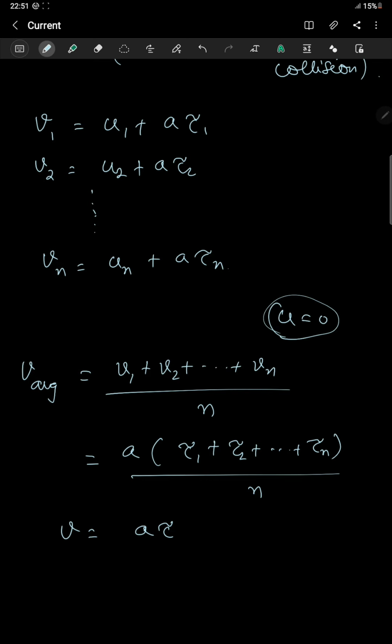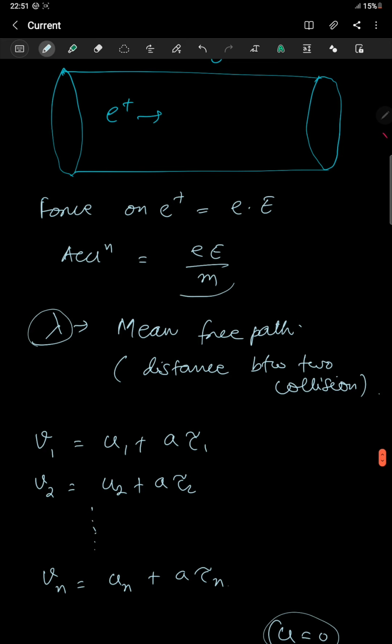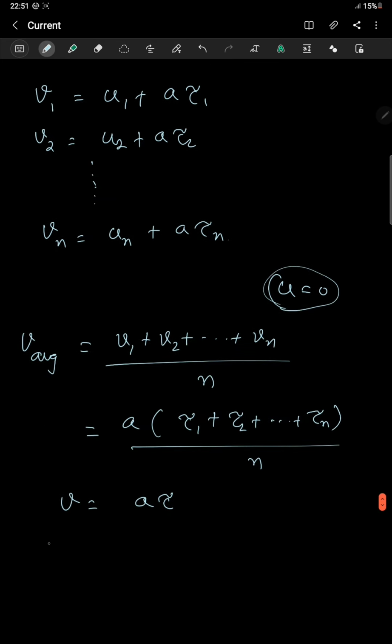Followed? Now again we know the acceleration. What was the acceleration? Acceleration was eE by m. So what will be V? V is the drift velocity basically. Average velocity means the drift velocity. So what will be the drift velocity then? It will be equal to a into tau, meaning eE by m into tau.